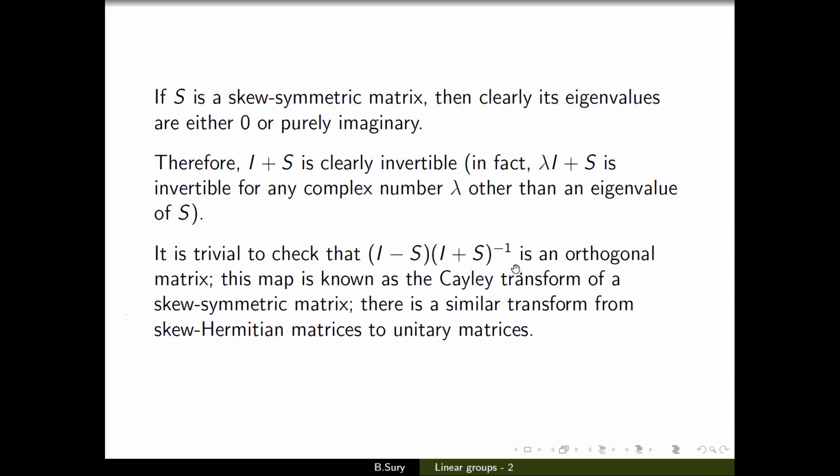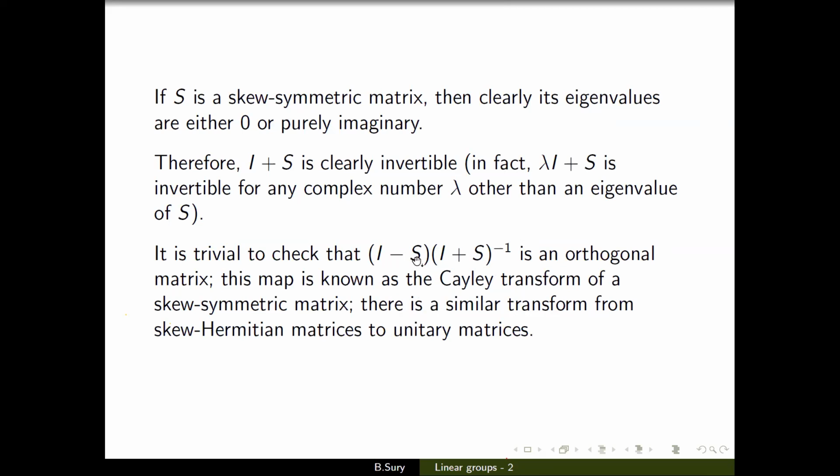It's an orthogonal matrix. Just check by looking at A transpose A and then use the fact that I minus S and I plus S commute. We'll get that it's an orthogonal matrix. Actually, it's a nice exercise to find out which orthogonal matrices you get in this form, and which orthogonal matrices we don't get of this form. What is missing? The fact that this is orthogonal is very easy to check, but what is the image? This is sometimes called the Cayley transform.